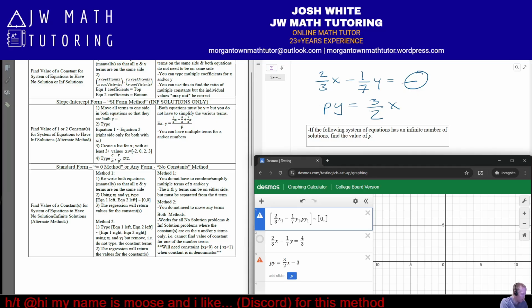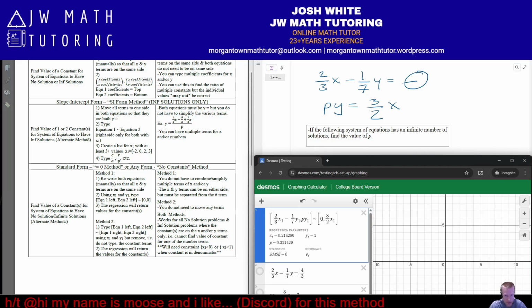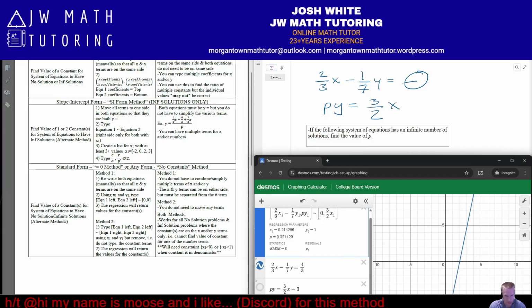And for the bottom one, here's where I have to put the 3/2 x1. Notice again, it returns an x1 and y1 value. Don't worry about that, ignore it, that doesn't matter. The p value is what we're concerned with, and again, it is the correct value here. If I graph each of these, they are overlapping, therefore we have an infinite number of solutions again. So the main advantage to this is that you don't have to actually move any terms around. That's the one great thing about this.